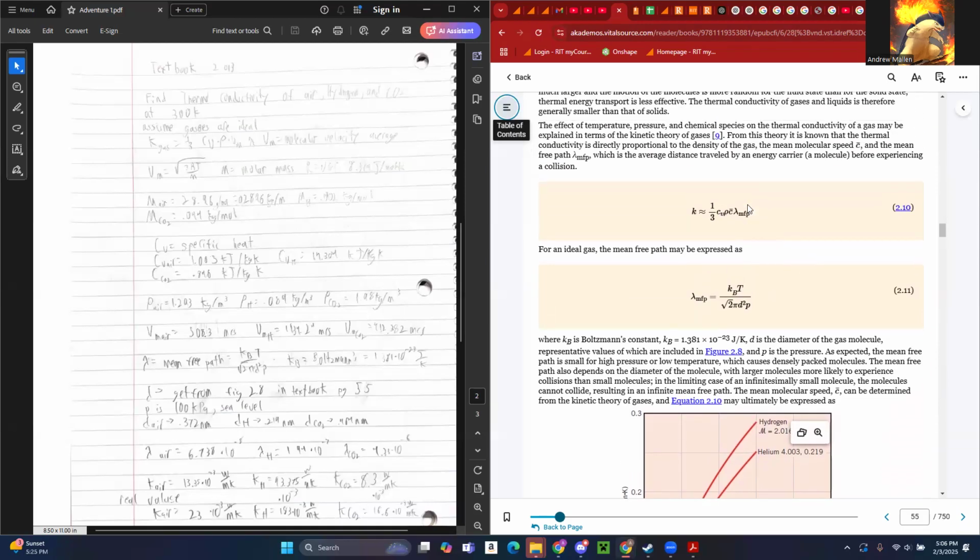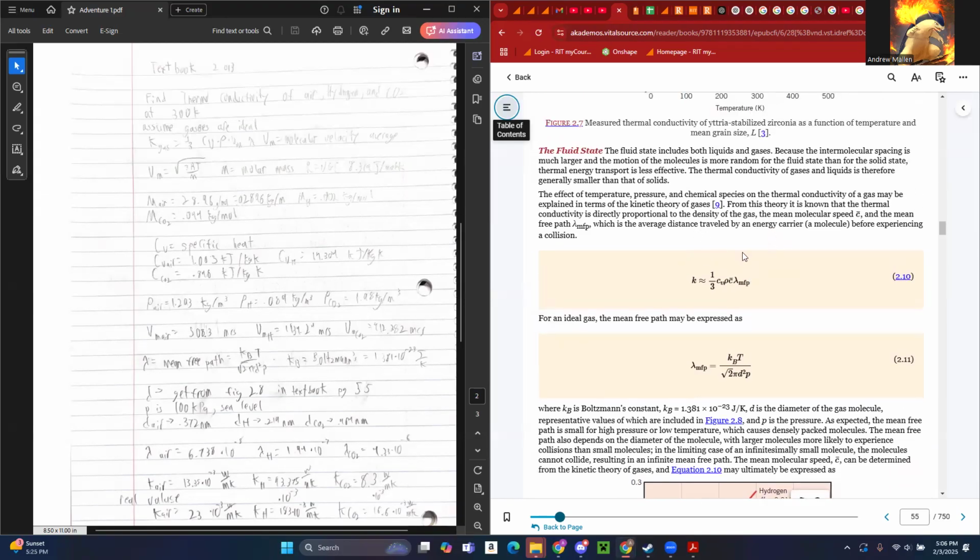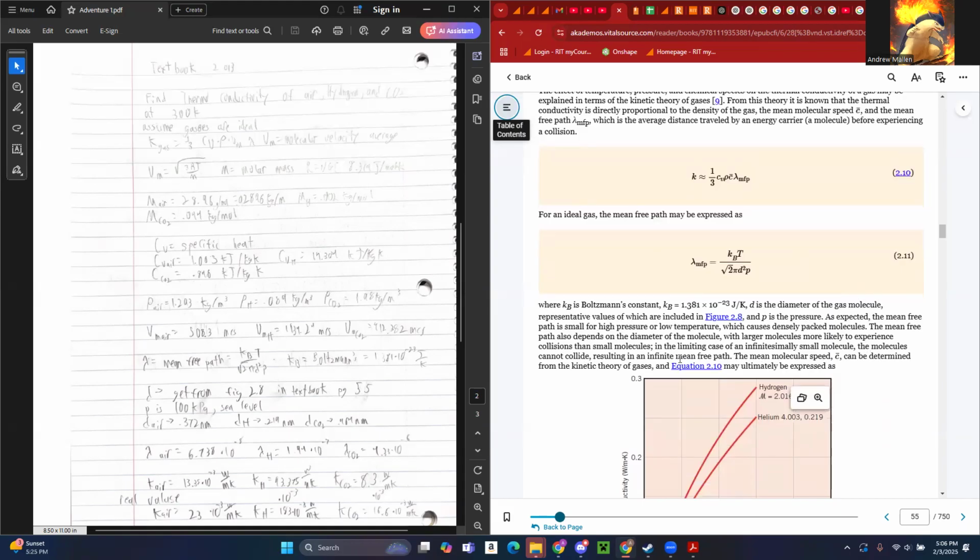The mean molecular speed can be determined from the kinetic theory of gas, which is this equation right here, where the mean velocity is equal to the square root of 3 times RT all over M. M is the molar mass of an object. You can just get this by Googling it. These are well-documented values. R is the gas constant, that being 8.314 joules per mole Kelvin.